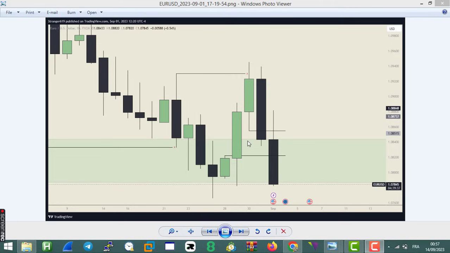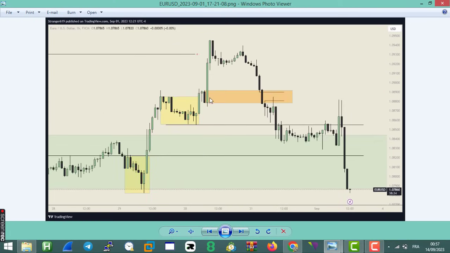So we have our bias. Now we go to confirm it on the lower time frames, and we have here the 1-hour chart. So as you can see here, we have that market maker sell model in the making. We have this buy side of the curve. We have the original consolidation right here, expansion, consolidation, and then expansion, right?